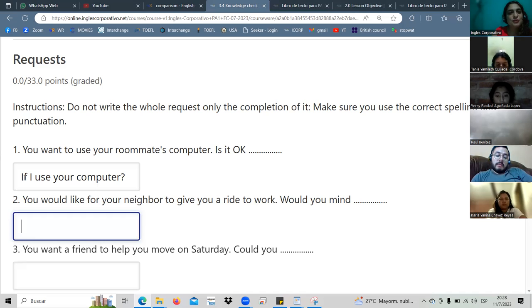Let's see, number two, help me, Jamie, Rosibel. At least read, and then we can work it out with everybody here. You would like for your neighbor to give you a ride to work. Would you mind?